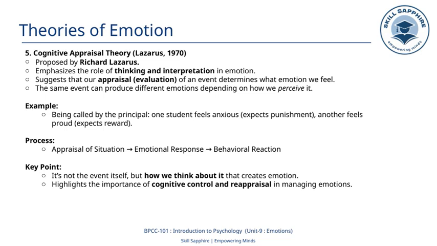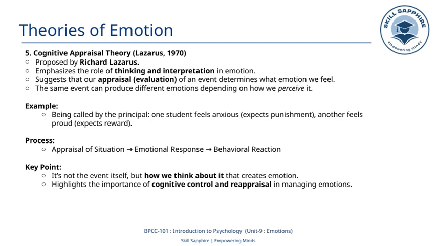This theory really emphasizes the role of our thinking and interpretation when it comes to emotions. Essentially, it suggests that it's not just the event itself that triggers an emotional response, but how we evaluate or appraise that event. For example, if a student is called by the principal, one might feel anxious, expecting punishment, while another might feel proud, expecting a reward. It all depends on their perception of the situation. The process here is quite straightforward.